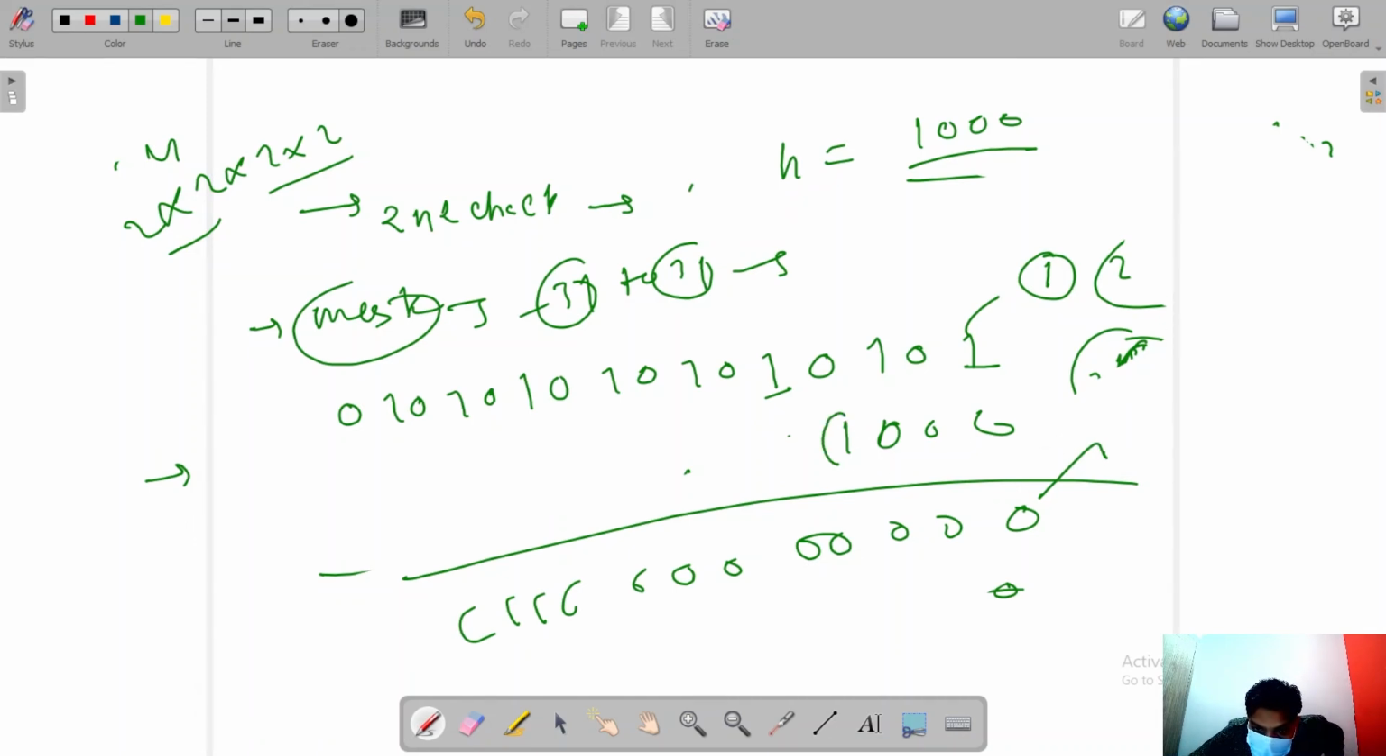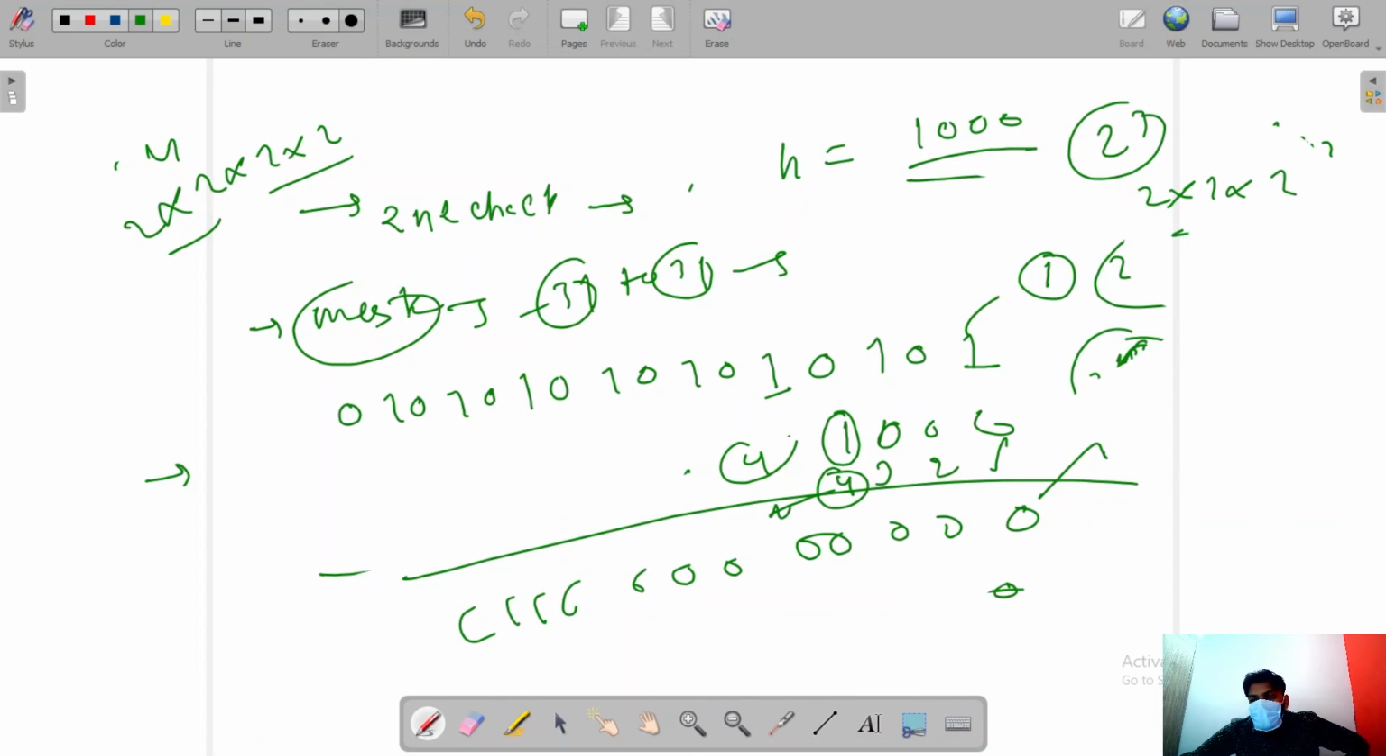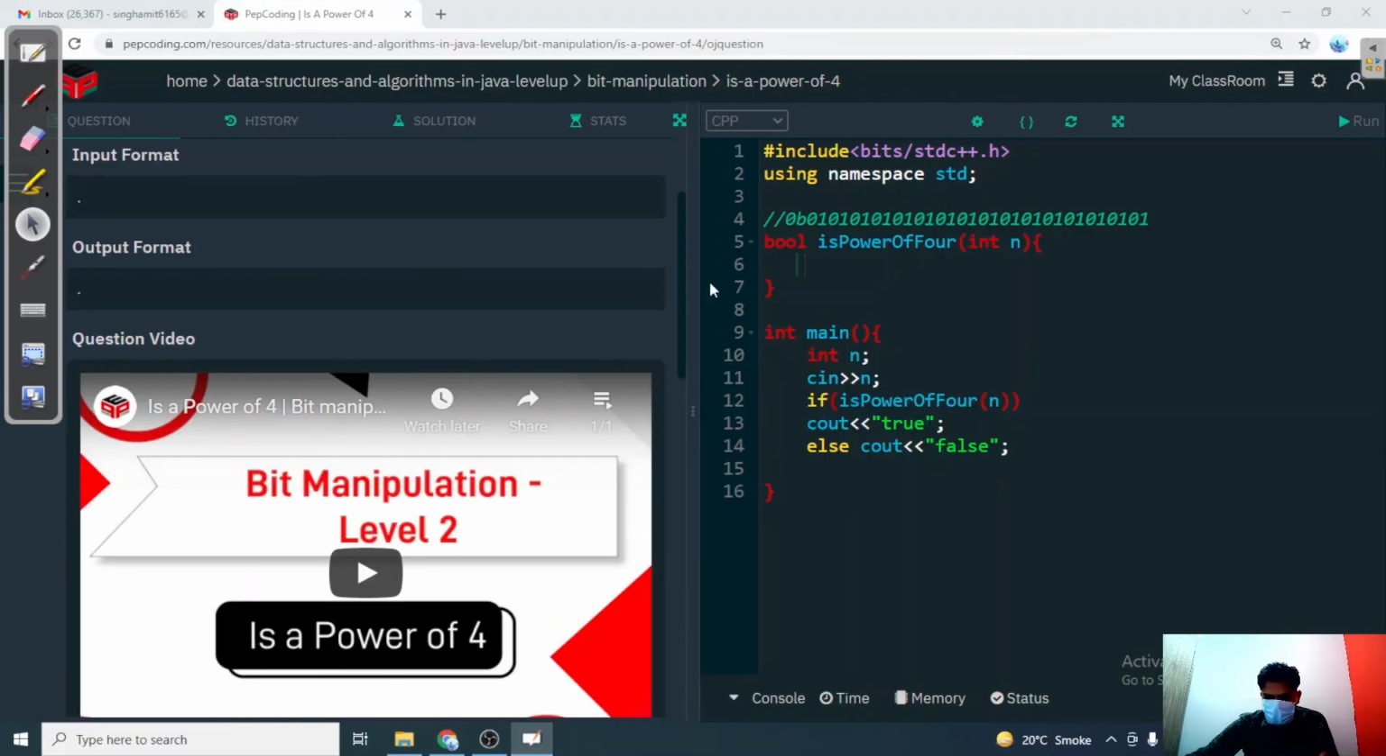Why? Because our bit is on at even position, 1 2 3 4. Our 1 is on at the 4th position, and this represents 2 to the power 3, 2 cross 2 cross 2, and this value gives 8. So this number will not be a power of 4. Okay, so I think you understand everything. So I'm going to code this problem.